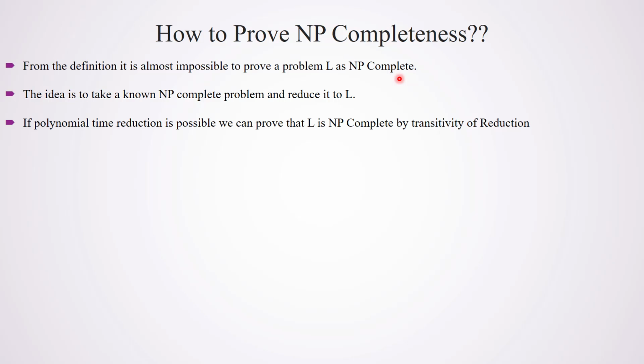That is almost impossible. So the idea is to take a known NP complete problem and reduce it to L. Such a problem has been proved by reducing all other NP problems to that particular problem. So if we can find a polynomial reduction from that particular NP problem to our problem L, we can say L is NP complete. If polynomial reduction is possible, we can prove that L is NP complete by transitivity of reduction. I hope you understood the concept of P, NP, NP complete and NP hard.